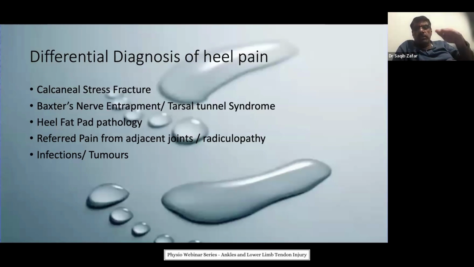So these are some things we need to keep in mind, that when we are dealing with plantar fasciitis or Achilles tendonitis, we are not overlooking these aspects.